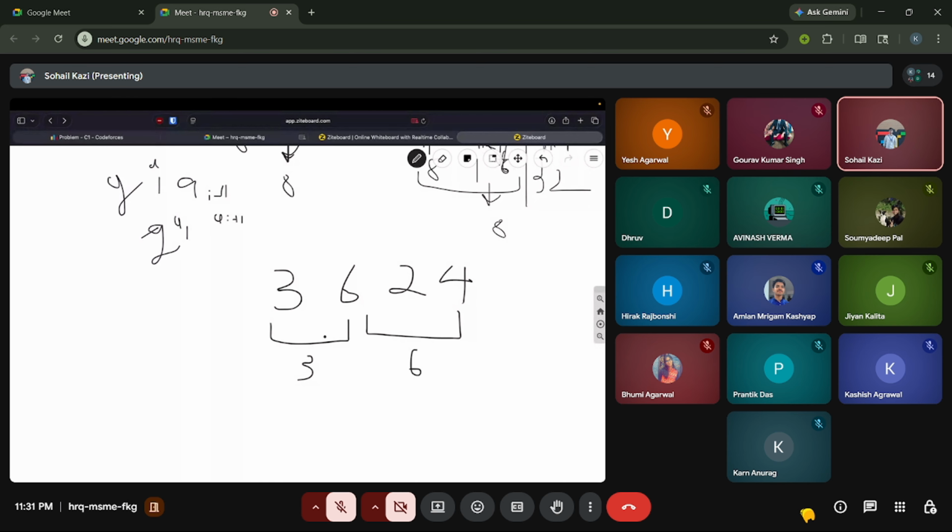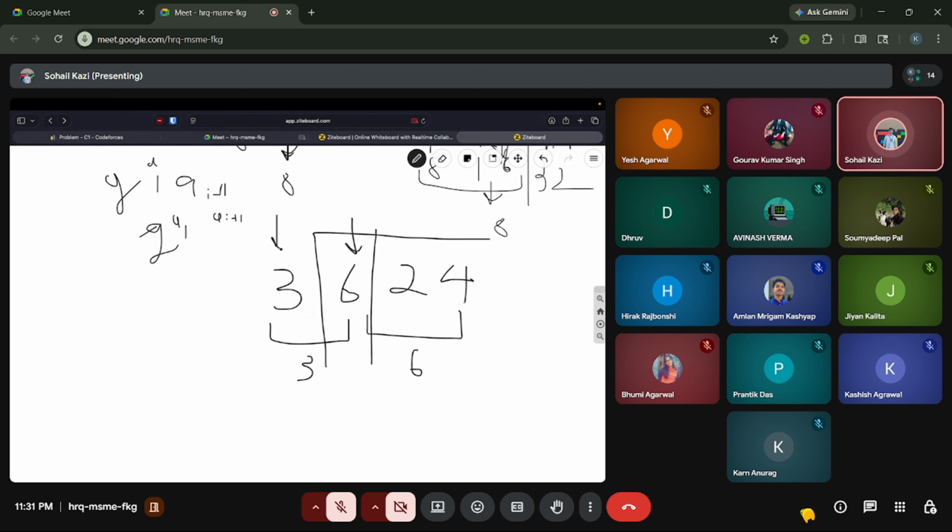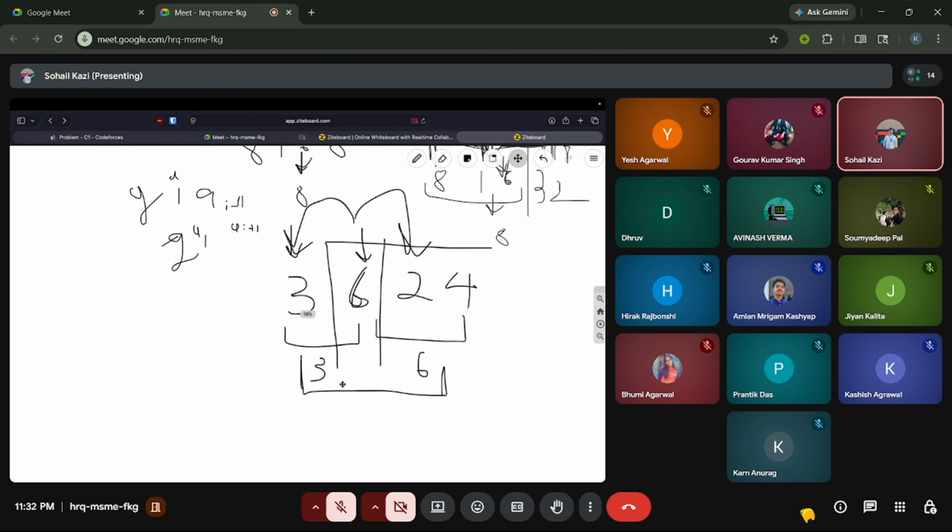So if this element did not exist, we could change this value so that it is equal to 3. But this value also exists, right? If this 3 did not exist, we could have kept this 6 as 6, which is the GCD of these two numbers. But now we have to ensure that the GCD of the left side is also satisfied, and the GCD of the right side is also satisfied. So we just make sure that this current element is equal to the LCM of these two GCDs, basically. So LCM of 3 and 6 is 6.